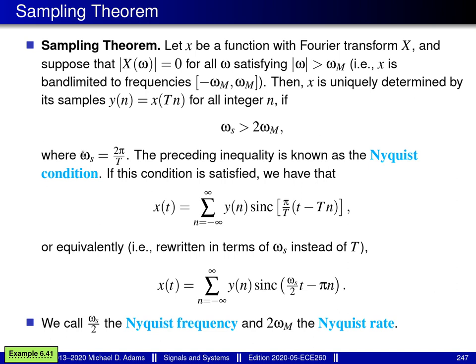In other words, it's just 2 pi over capital T. This particular condition is referred to as the Nyquist condition, and if this condition is satisfied, we can recover little x from the sequence little y using this formula here, or equivalently using the second formula here, which is expressed in terms of omega s rather than in terms of capital T. As a matter of terminology, we refer to omega s over 2 as the Nyquist frequency, and 2 times omega m as the Nyquist rate.